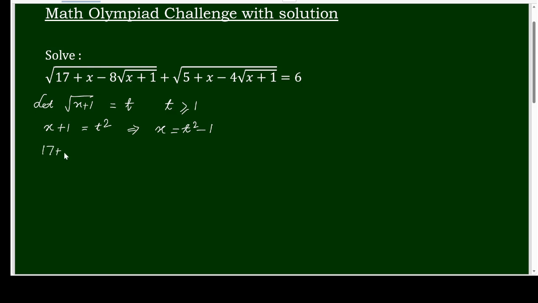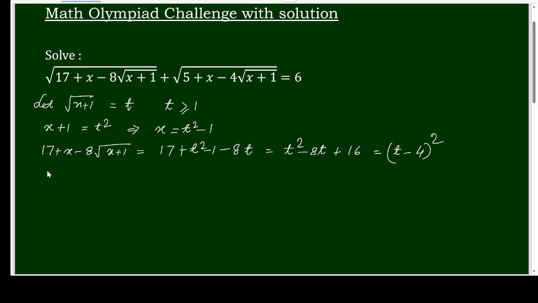First is 17 plus x minus 8 square root x plus 1. It will be 17 plus t square minus 1 minus 8t. This equals t square minus 8t plus 16. This is nothing but t minus 4 whole square.